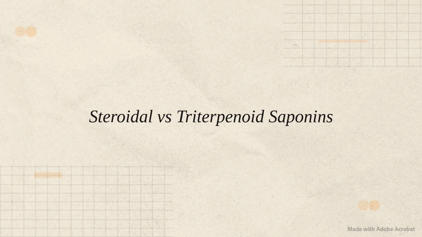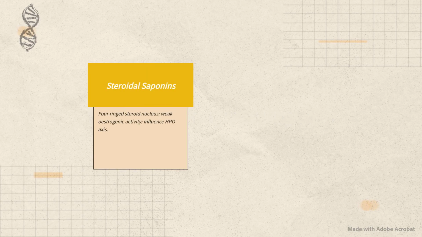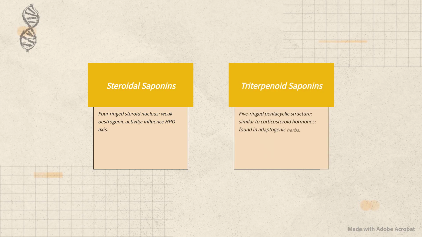The two main types of saponins, steroidal and triterpenoid, differ in their ring structure and biological effects. Steroidal saponins have a 4-ring steroid nucleus, show weak estrogenic activity, and influence the hypothalamic pituitary ovarian axis. Triterpenoid saponins have a 5-ringed pentacyclic structure, are similar to corticosteroid hormones, and are usually found in adaptogenic herbs.